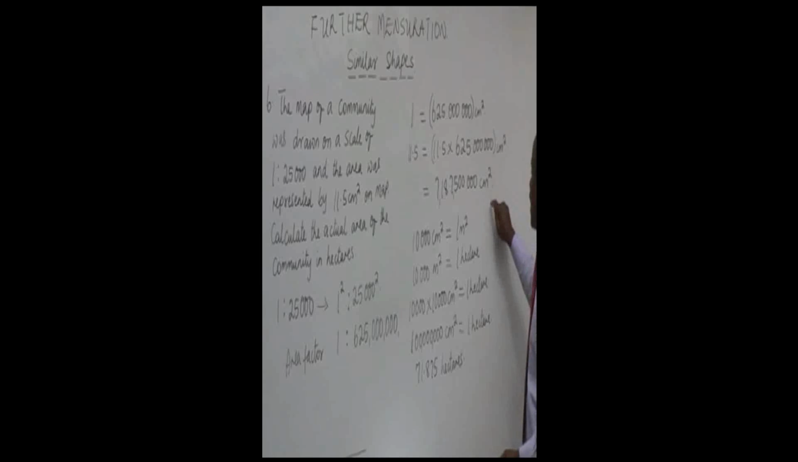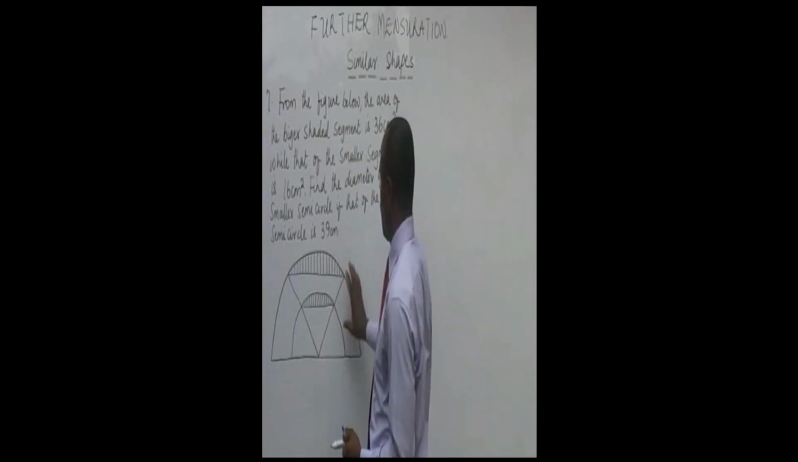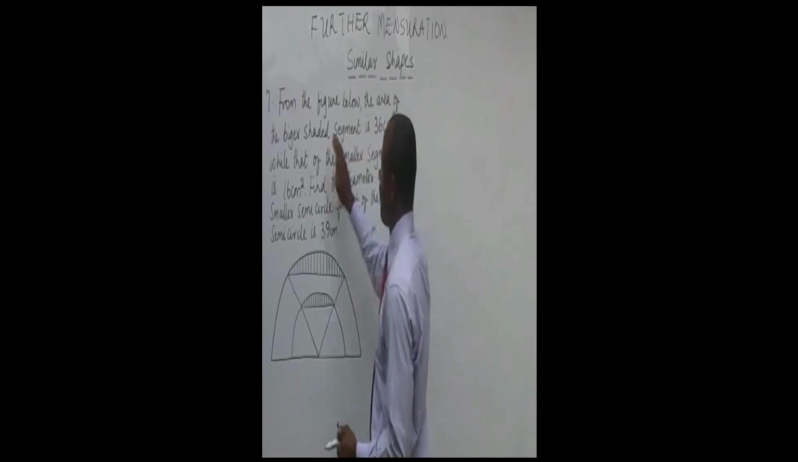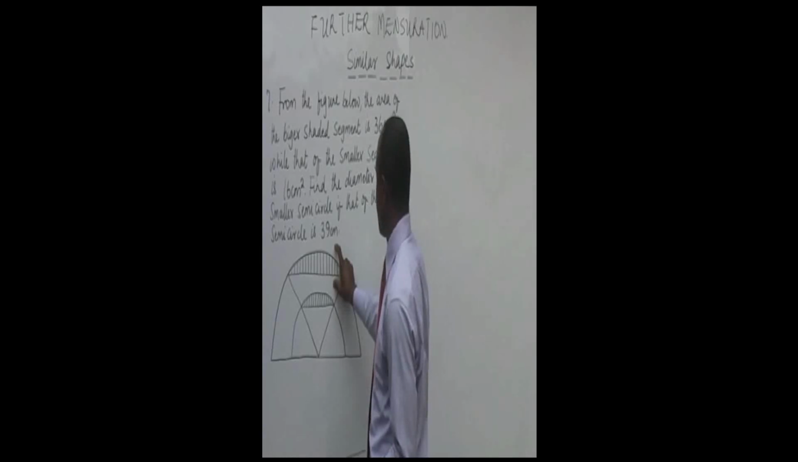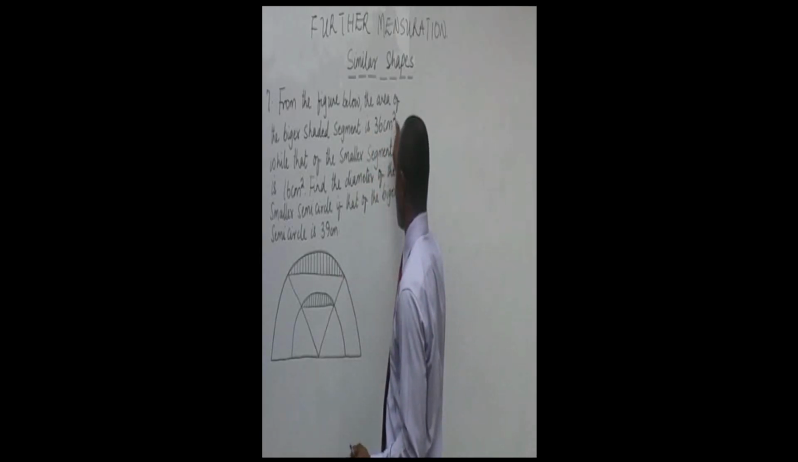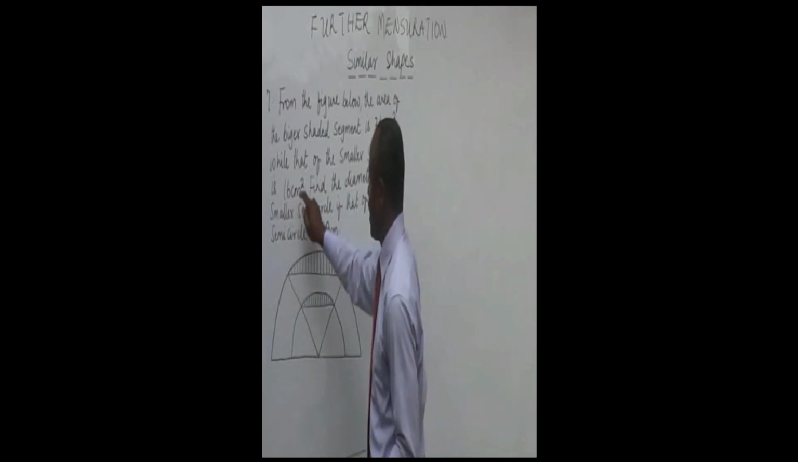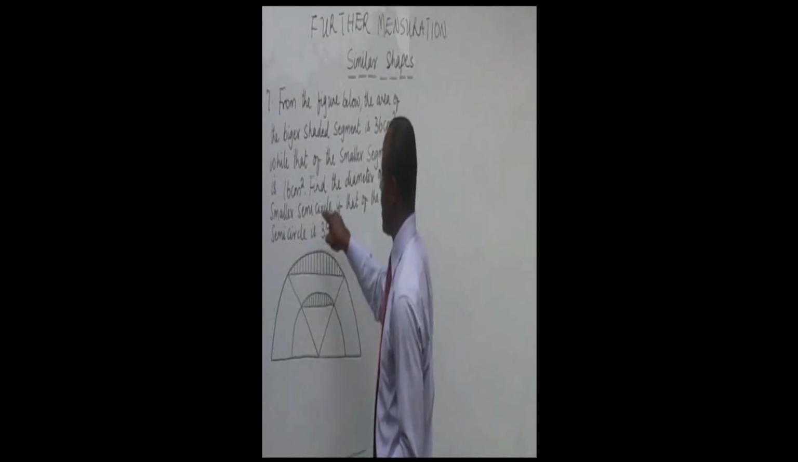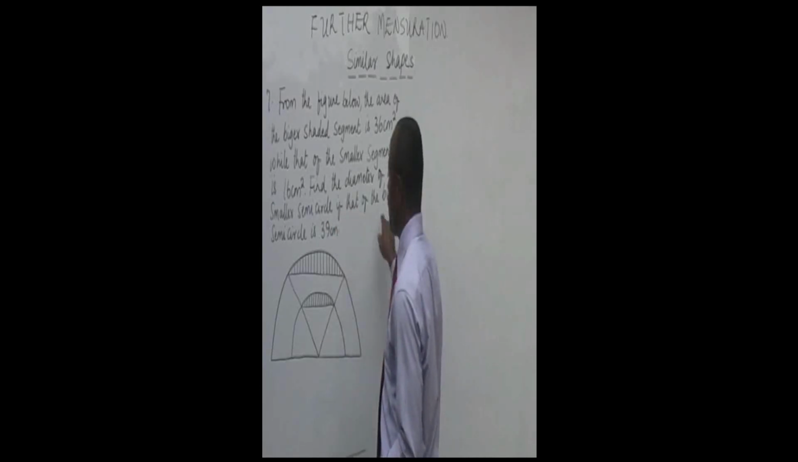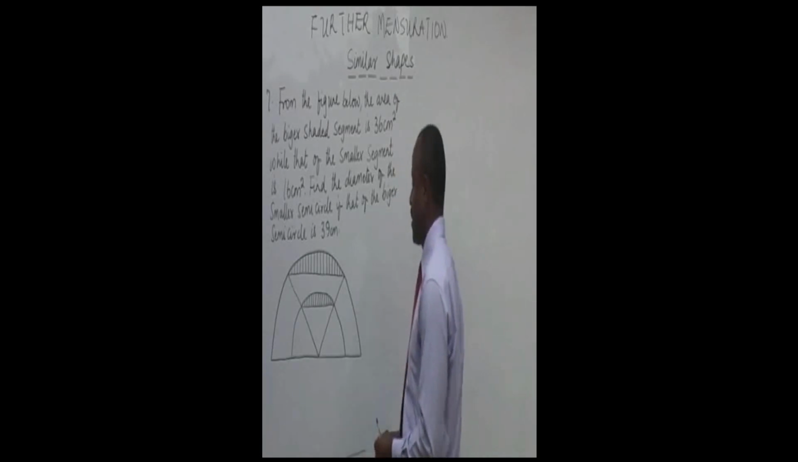Whereas it measures 7,187,500,000 centimeters squared. This is question number 7, and it says from the figure below, the area of the biggest shaded segment is 36 cm squared, while that of the smaller segment is 16 cm squared. Then find the diameter of the smaller semicircle if that of the bigger semicircle is 39 centimeters.